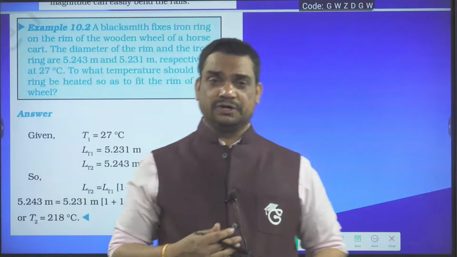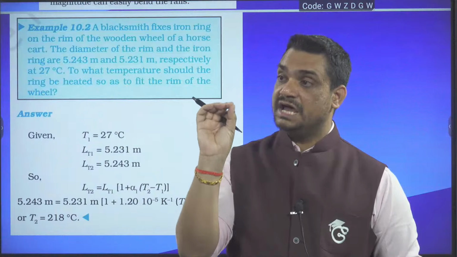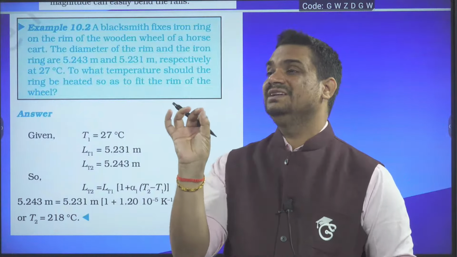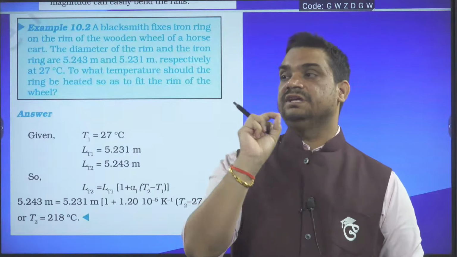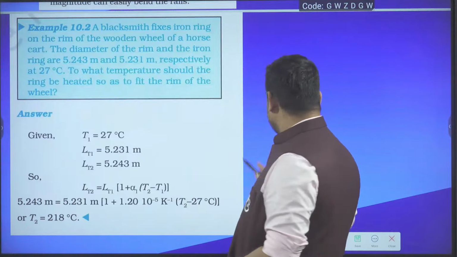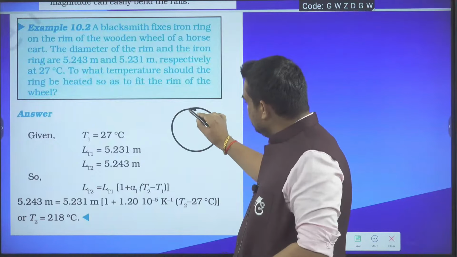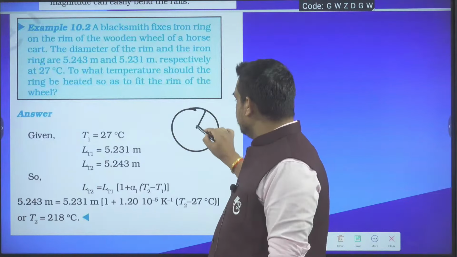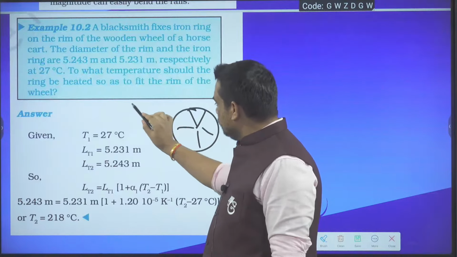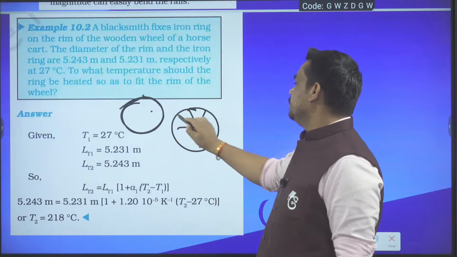Now this is one important question from expansion. They are saying a blacksmith fixes an iron ring on the rim of a wooden wheel of a horse cart. The diameters of the rim and the iron ring are given. So basically here, this is the wheel, and we keep our rim somewhat small, not too small, somewhat small. Then this one we have to fit here.